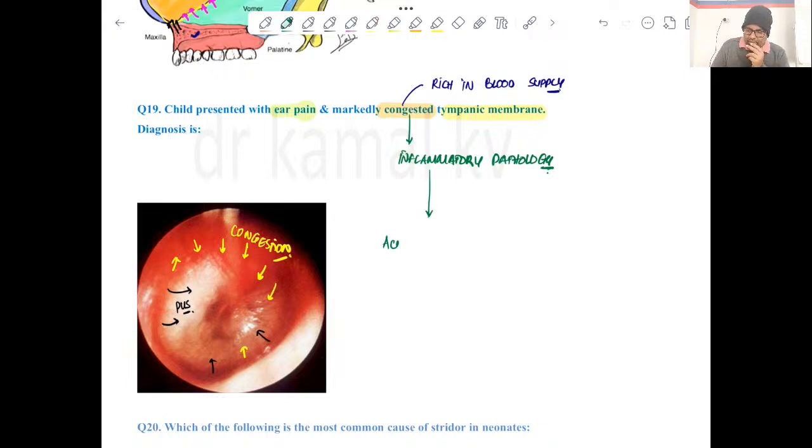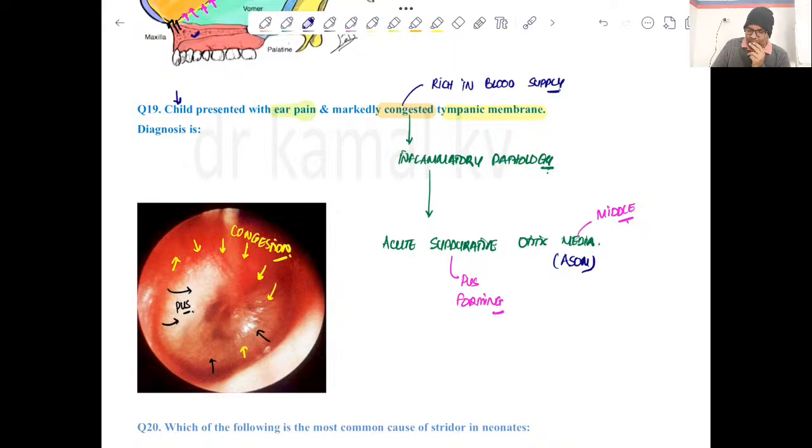This is acute suppurative otitis media. Acute means presenting within a very short span of time. Suppurative means pus forming. Otitis media. Media means middle. Oto is ear. Itis is inflammation. So suppurative inflammation of the middle ear. Very good, Mohammad Hanas. This is ASOM. Clear? And this is also seen in children. So this is a classical case of ASOM.